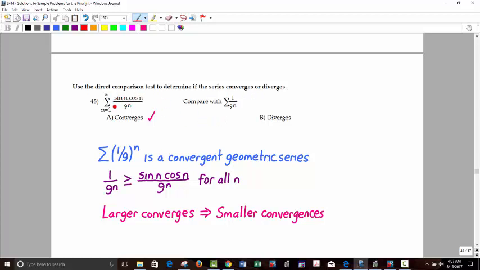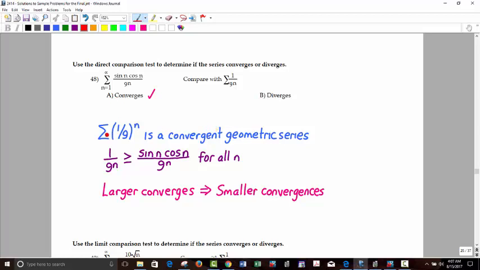since sine is always between -1 and 1, cosine is always between -1 and 1. When you multiply them together, they'll always be between -1 and 1. So you can compare it properly with 1 over 9 to the n, which is also (1/9) to the n. That's a converging geometric series because the common ratio is 1/9, which is less than 1. So we can clearly say that this 1 over 9 to the n is greater than this sine n cosine n over 9 to the n, because we have the same denominators. Therefore, we're saying larger converges implies smaller converges.